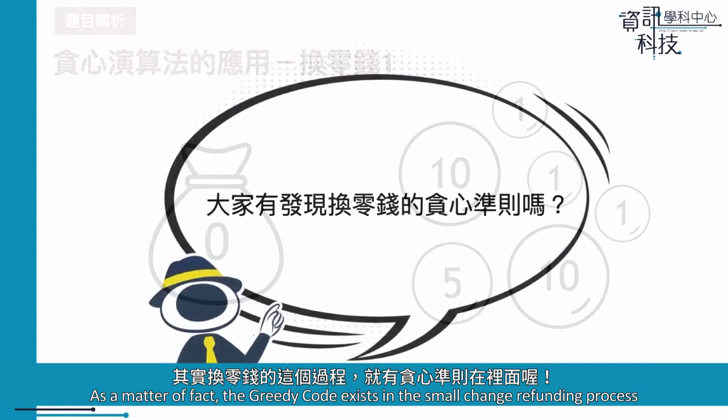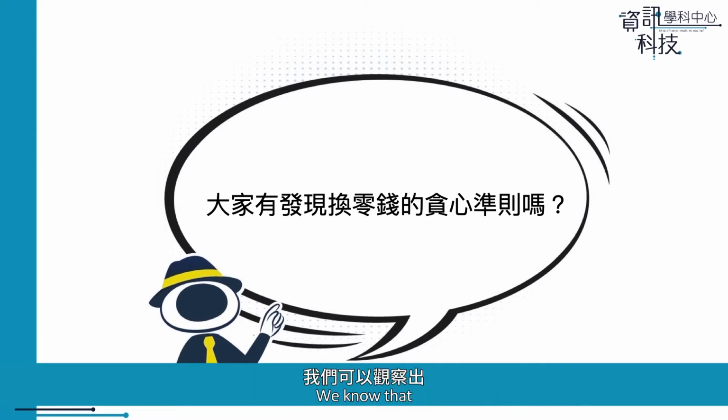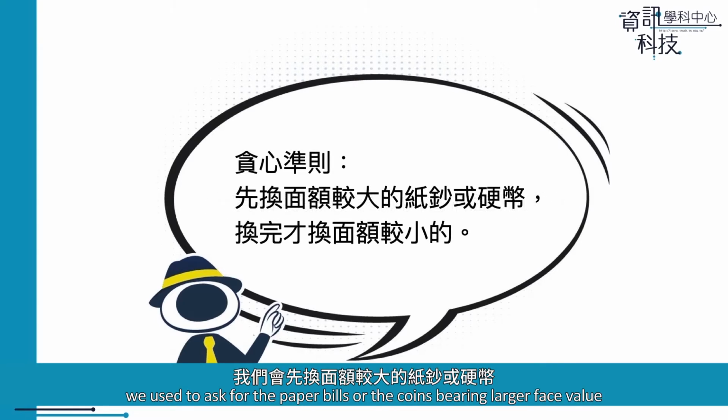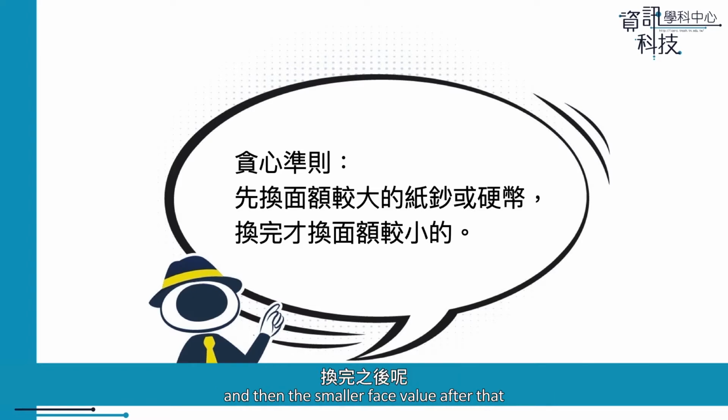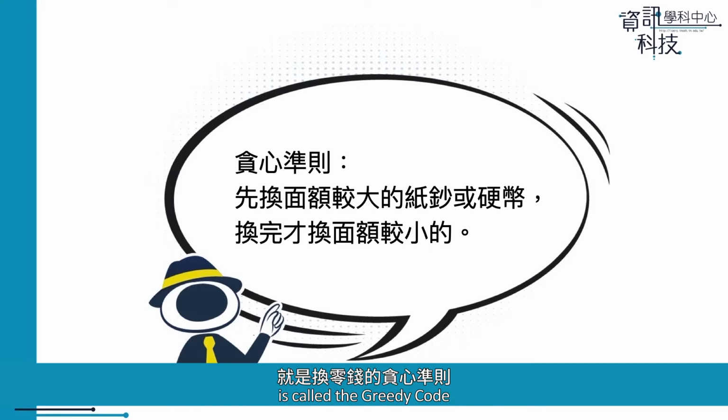As a matter of fact, the greedy code exists in the small change refunding process. We know that during the small change refunding process, we used to ask for the paper bills or the coins bearing larger face value, and then the smaller face value after that. Here, this kind of larger face value first and then smaller face value rule is called the greedy code.